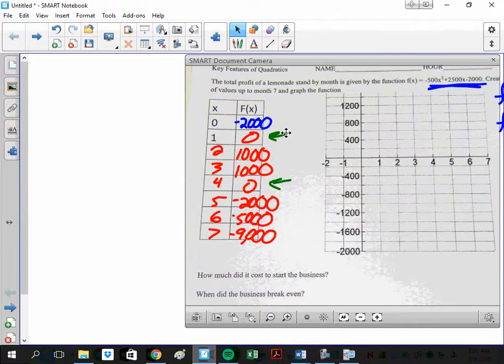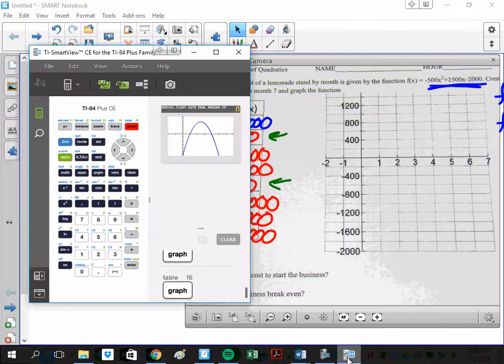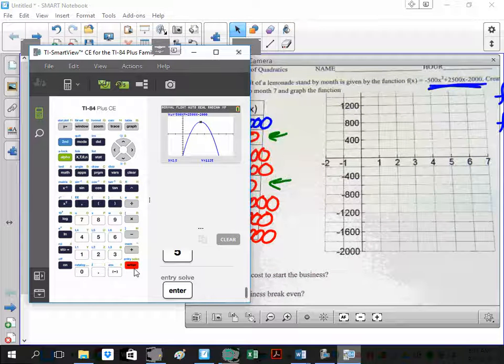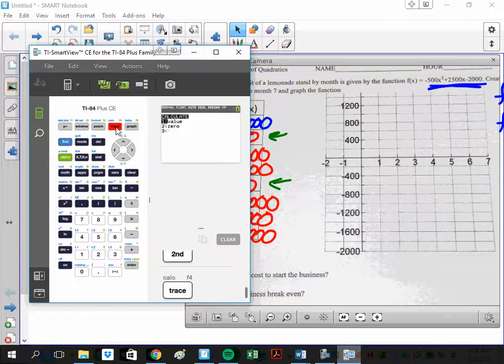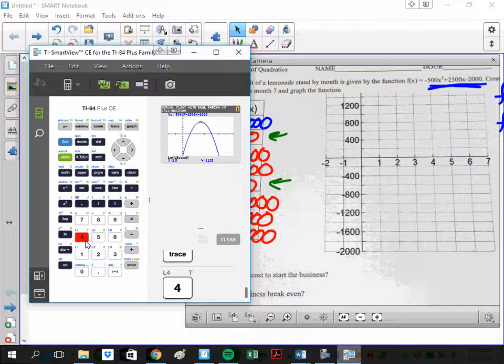So one way to find the maximum is just push trace and type in 2.5. We know where it is. So if I type in 2.5, I get 1125. What's the other way to find the maximum? Second calc, maximum. If you don't know where it occurs, you can do second calc and then go to number 4 and then do left bound, right bound, guess. So 1, 4, and 2.